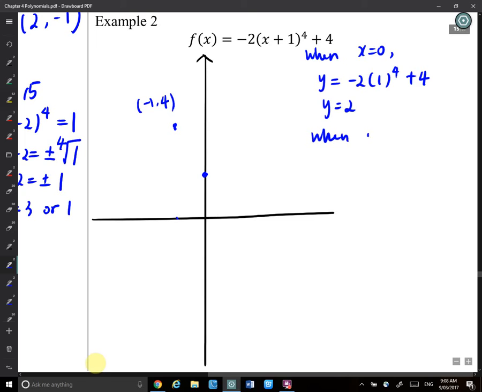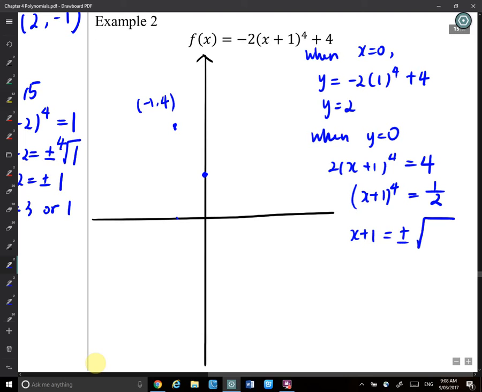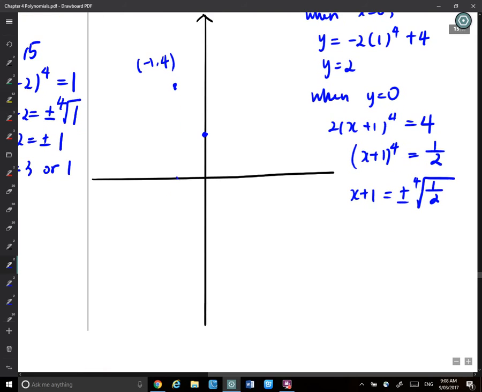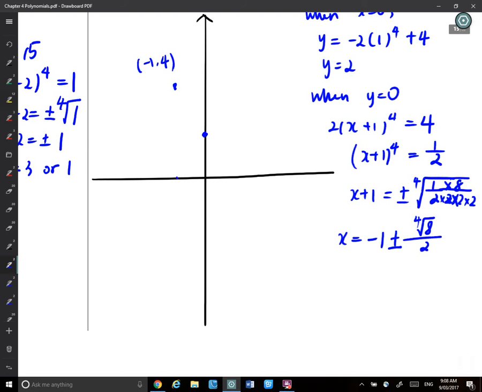And then when y equals 0, 2(x plus 1) to the power 4 equals 4. (x plus 1) to the power 4 equals 2. x plus 1 equals plus minus the 4th root of a half. x equals -1 plus minus. If you want to rationalize the denominator, you need to times 3 2's on the bottom, so you need to times 8 on the top as well. So it's the 4th root of 8 over 2.